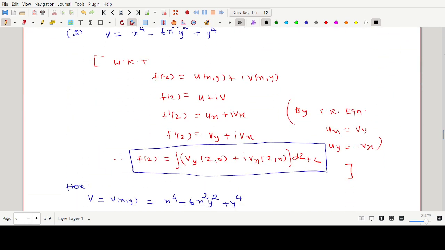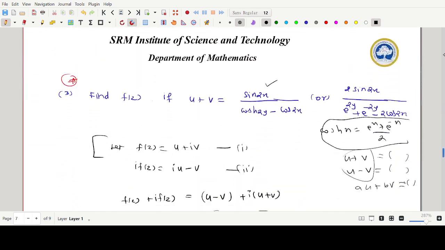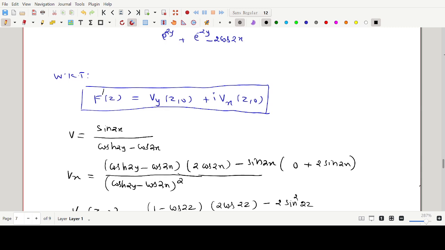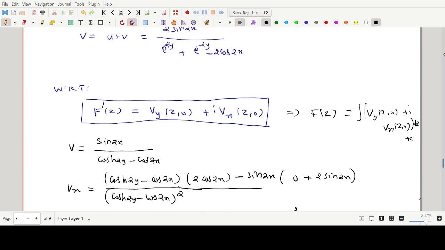F dash of z equals Vy of z comma 0 plus i Vx of z comma 0. Same thing here: capital F dash of z equals Vy of z comma 0 plus i Vx of z comma 0. If you want F of z, it is nothing but one time integrate Vy of z comma 0 plus i Vx of z comma 0 dz plus c. So the same method we can follow.